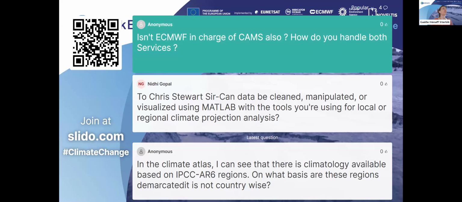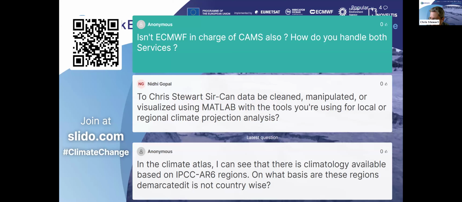This question: isn't ECMWF in charge of the Copernicus Atmosphere Service also? How do you handle both services? Yeah, it is, exactly. So ECMWF is the entrusted entity for both C3S and CAMS, the CAMS being the Copernicus Atmosphere Monitoring Service, relying on ECMWF's expertise in forecasting. So it's logical that we handle that service as well.